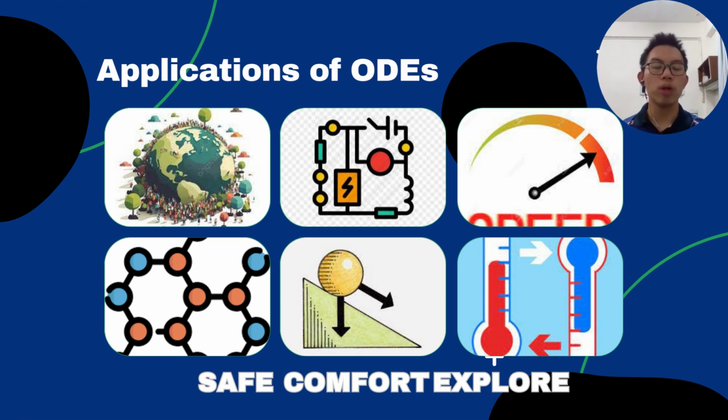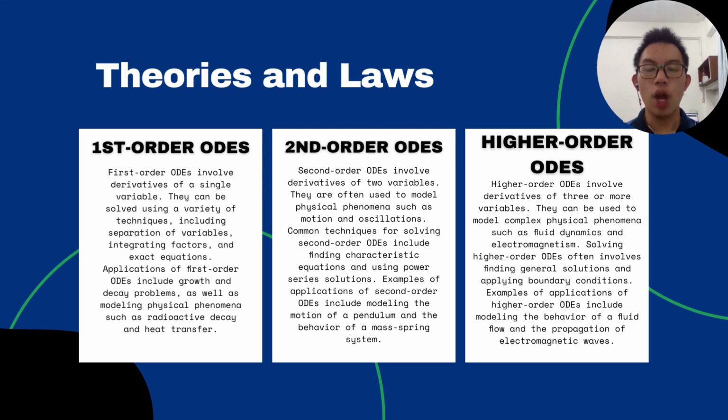And lastly, thermodynamics. Thermodynamics helps us to understand the relation between hot and cold and how heat energy flows between the two, so that we can know how it affects our environment and how we can bring changes to our environment. Next, we'll go to the theories and laws.